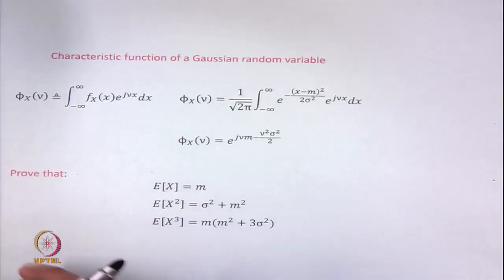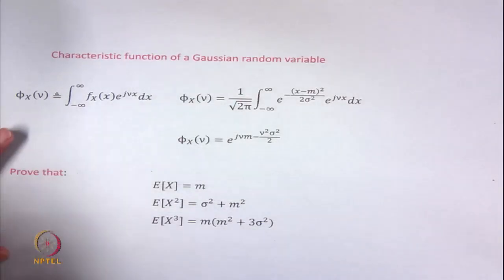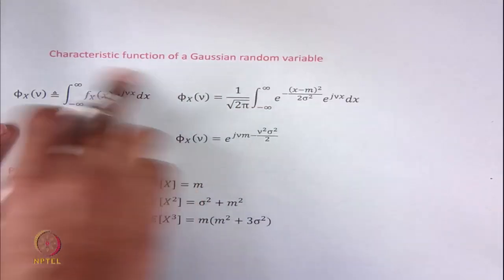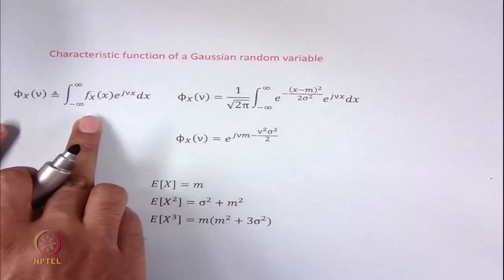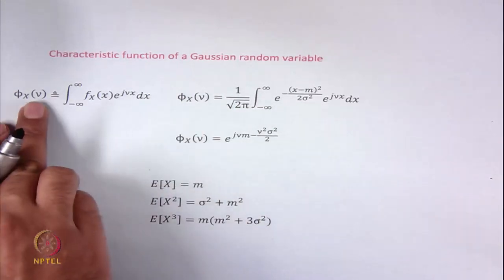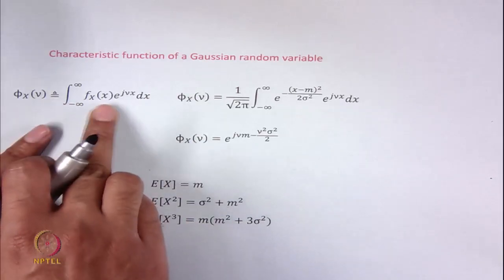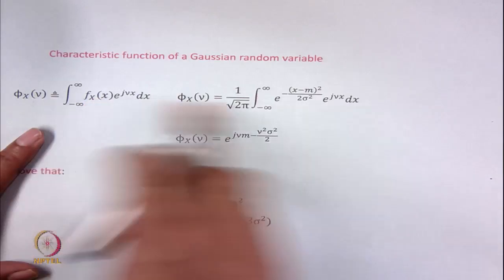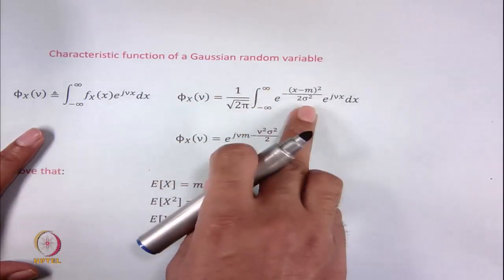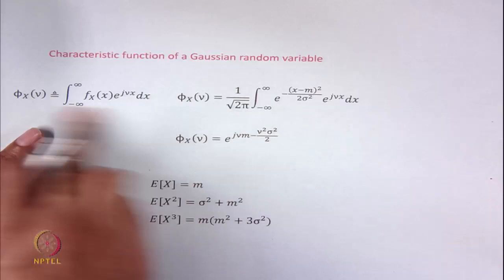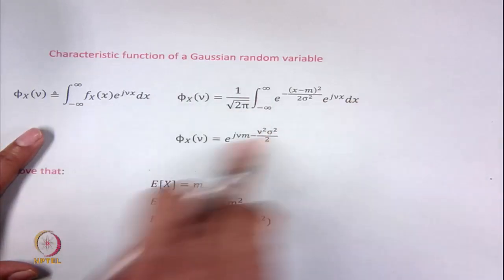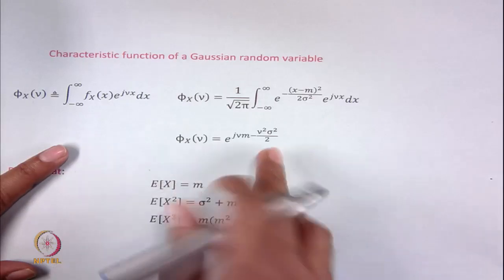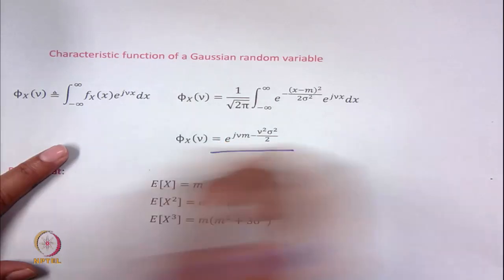So, if you look at the characteristic function of a Gaussian random variable, now I am particularly looking into a Gaussian random variable. As I have said, this characteristic function is defined like this. If you want to find the characteristic function of a Gaussian random variable, the probability density function has to be substituted for a Gaussian random variable, which is this probability density function, and then you solve this integration. After solving this integration, what you get as the characteristic function of a Gaussian random variable is this.